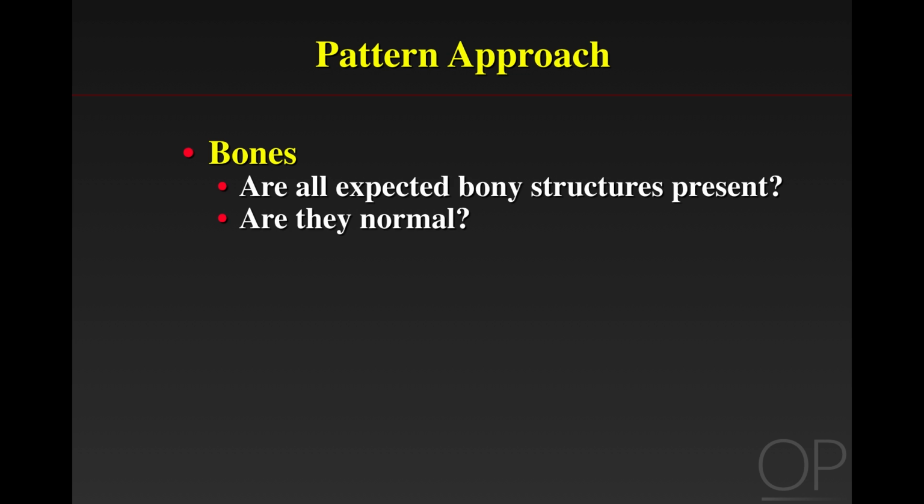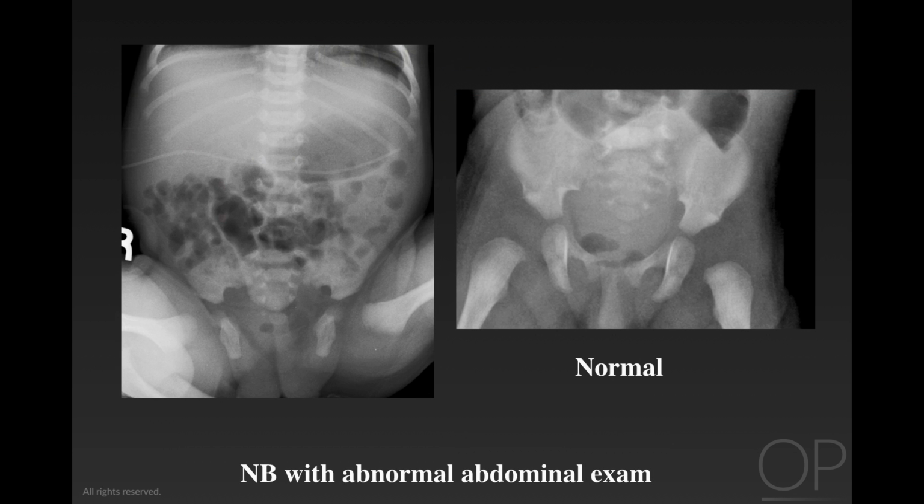Are all of the expected bony structures present, and are they normal? Here is a newborn with an abnormal abdominal exam and a normal pelvis for comparison. And we notice that there is widening of the pubic symphysis in this baby compared to the normal radiograph on the right, because the baby on the left has bladder exstrophy.